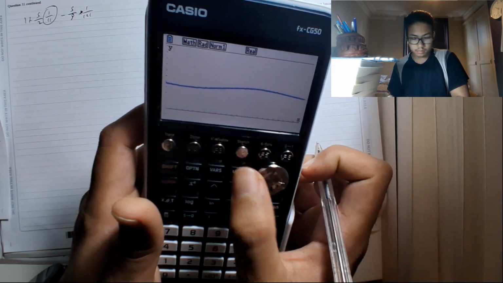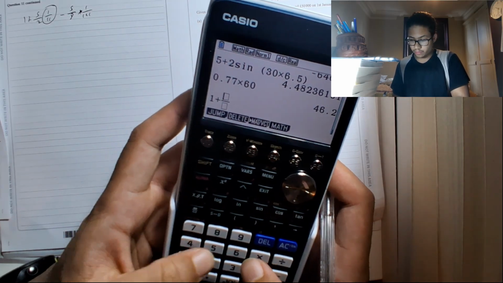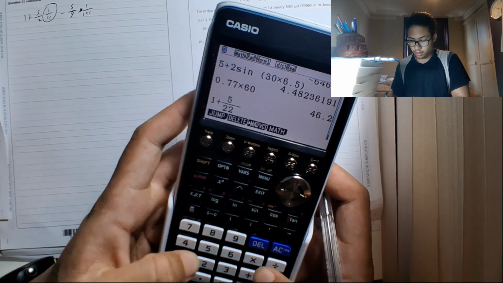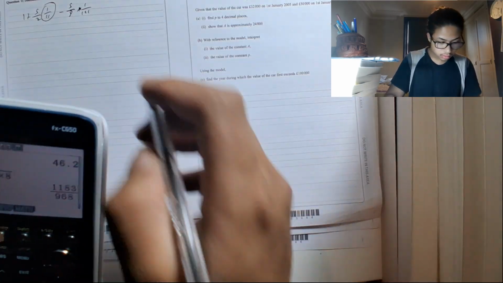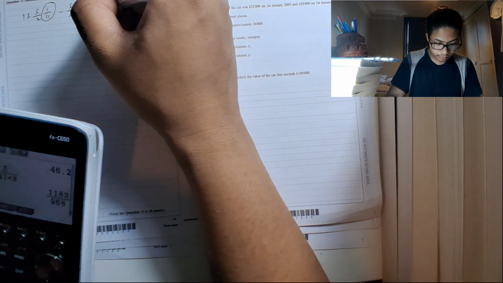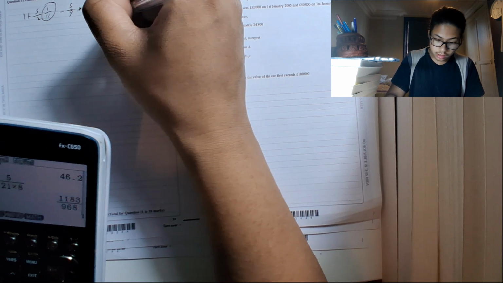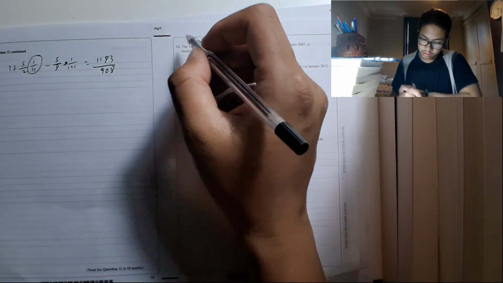Menu. 1 plus 5 over 22 minus 5 over 121 times 8. Simplest form, I don't know, 1183 over 968. That seems too easy for 3 marks, but maybe. So many of the pages are just thing. Oh, I still have that question 7 to go back to though.